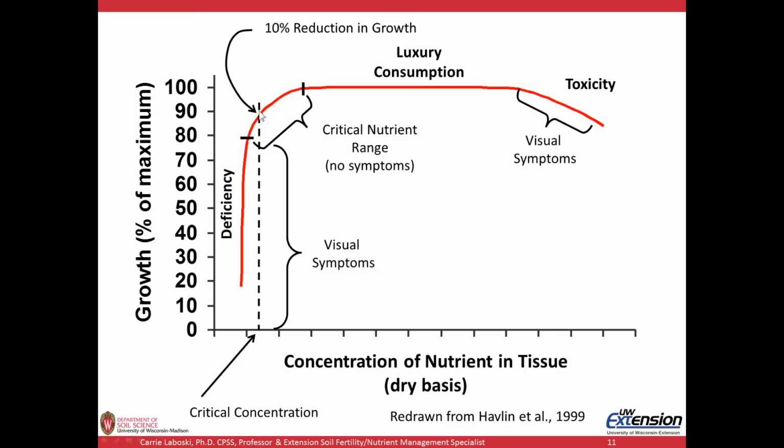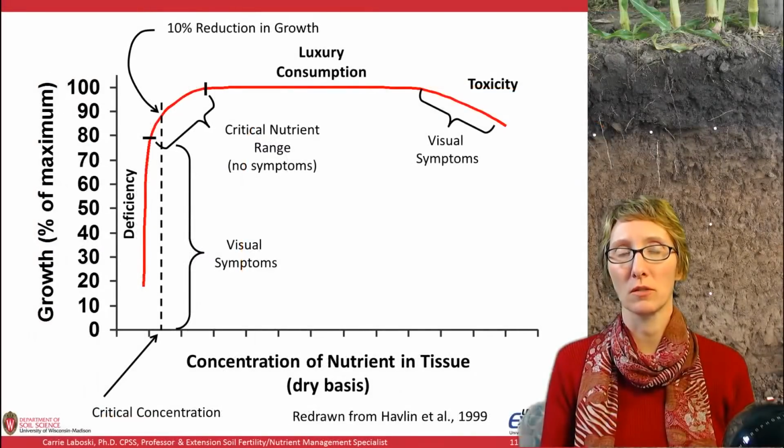Now, 10% reduction in yield, that's often where a critical concentration is placed. Again, these are not perfect numbers. We have differences between hybrids, differences between locations.